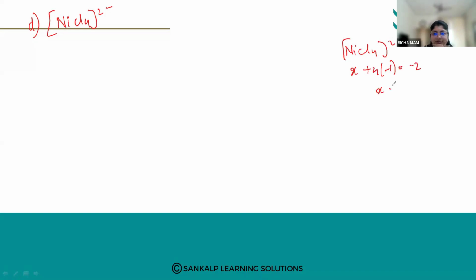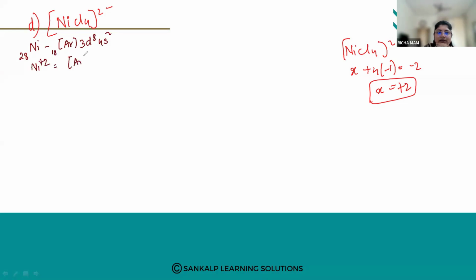Okay, let us go for the last complex, that is your NiCl4 2 minus. So nickel plus 4 into minus 1 equals minus 2. So X is equal to plus 2. Again, the oxidation state of nickel is plus 2. Nickel is 28, so it is argon 18, 3d8 and 4s2. So nickel plus 2 is argon 18 and 3d8.